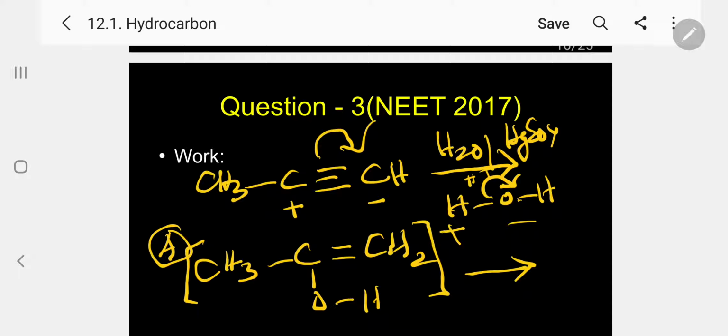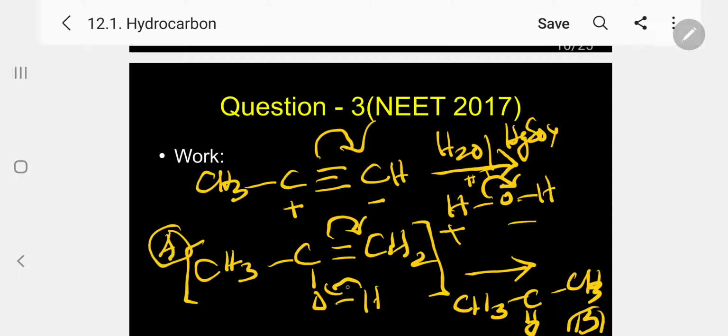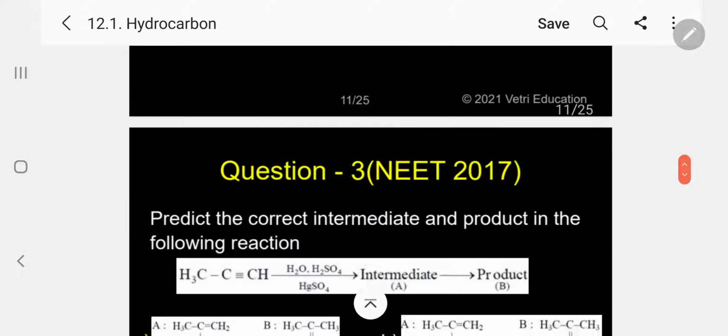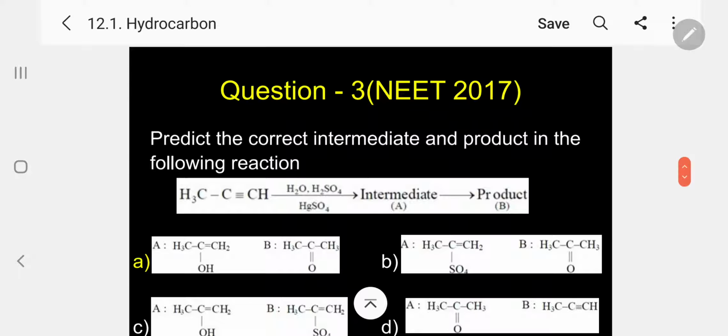So the intermediate is the enolic form of acetone. The product is the keto form of acetone, B. So this is A, this is B. Can you understand this idea? Okay. Now you go for the options and find out the correct answer. The correct answer is, see here, A. So A is the enolic form of acetone, and this is the keto form of acetone. So this is the correct answer. Please follow.